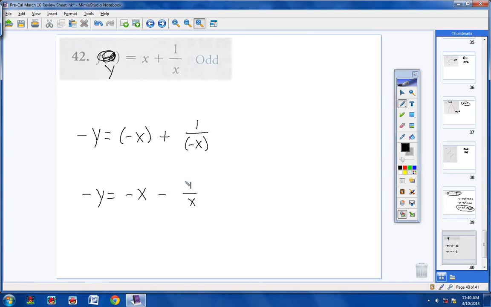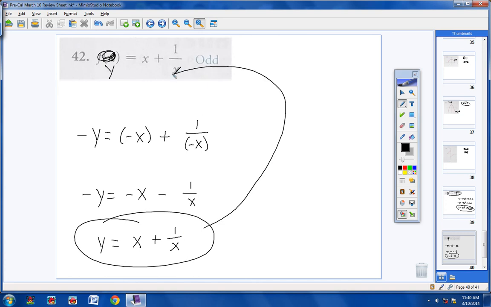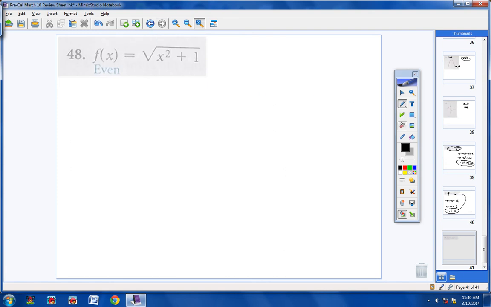And now, in order to get y by itself, you change the signs of all the terms, so your negative y becomes positive, your x becomes positive, and your fraction becomes positive. And I do have the original problem, so I do have symmetry with respect to the origin, thus I have an odd function. And one more and we're finally done. Here we go. Let's go ahead and make this a y.